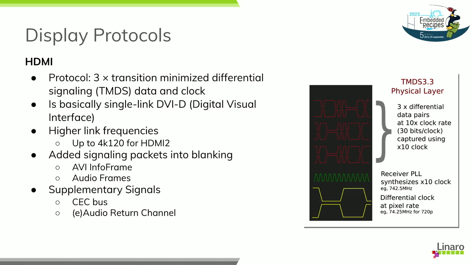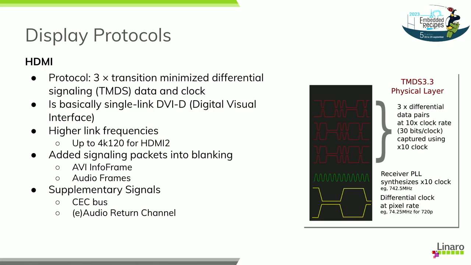Since HDMI was designed for TVs mainly, for digital TV, they added some AV info frames, some other frames into the stream, into the sync part of the timings, to actually send information to the TV, say, is this format, is this type of content, is this mode, this format of audio, you need to synchronize now, etc., etc.